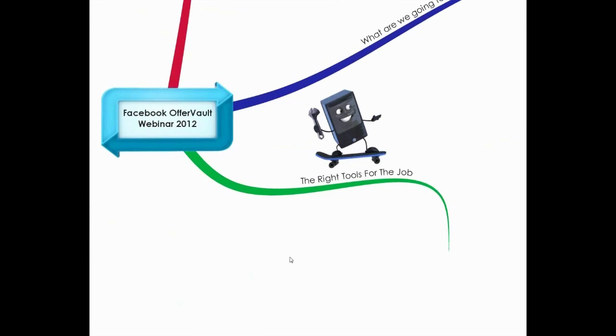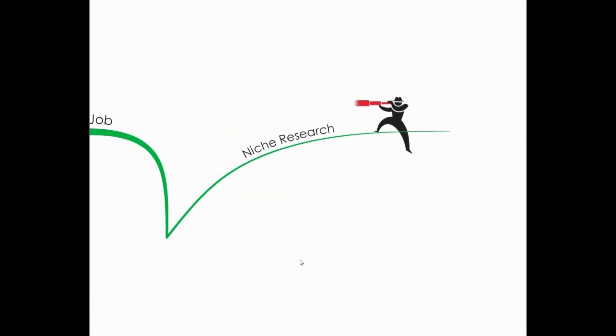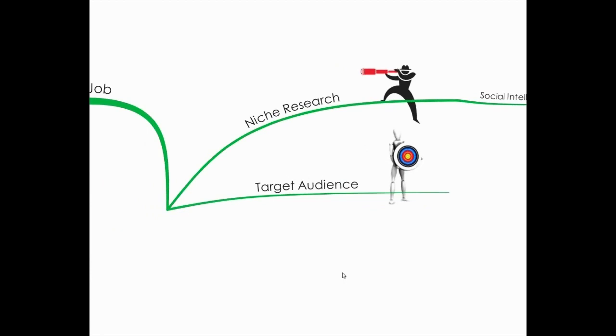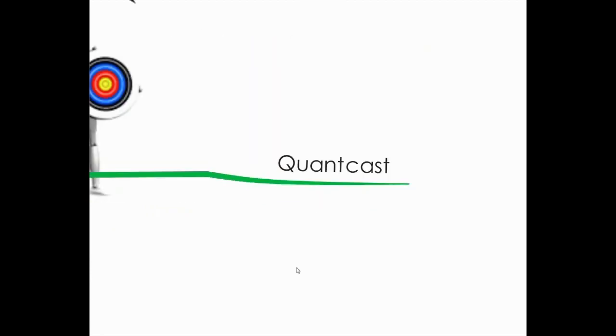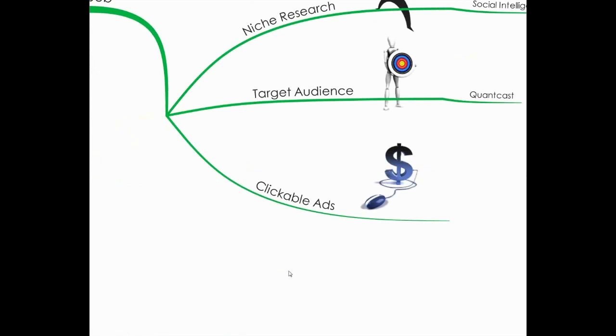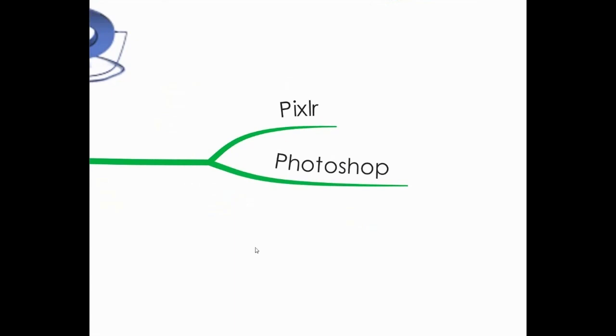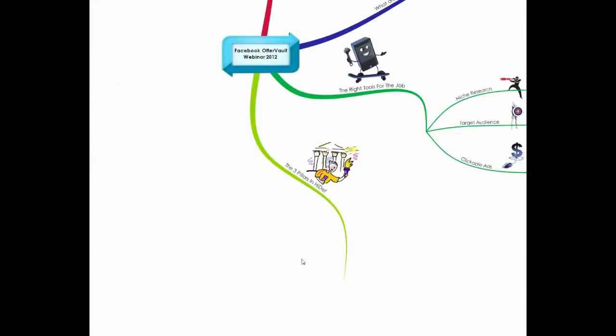With Facebook, just like a lot of other paid advertising, you're going to want to have the right tools for the job. For niche research, one of the best tools you can have is some sort of spy tool. There's a few out there. Ours is called Social Intelligence Tool, and that's how we do our niche research. To take a look at our target audience, we like to use QuantCast. Everybody's familiar with QuantCast and what they can bring to the table. And to create your actual ads, because you're going to be using a lot of different images, there's a couple of options. You can use Pixlr, or a free option is GIMP, or Photoshop. Those are really the tools you're going to want to bring with you so that you can be most successful with Facebook.